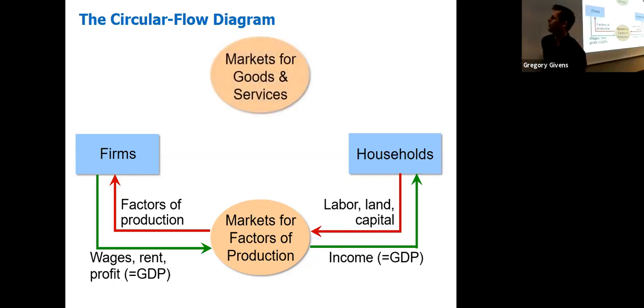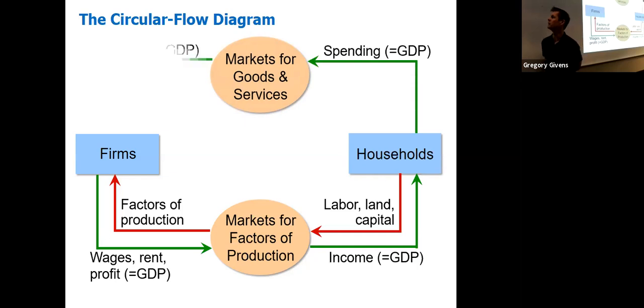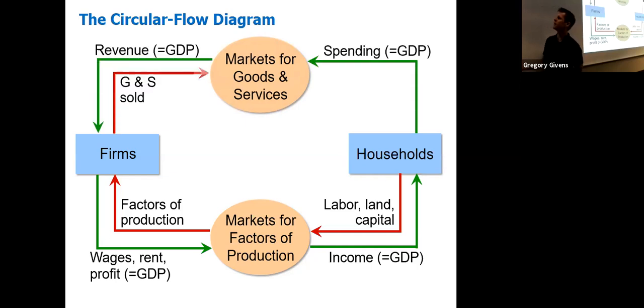How else do households and firms interact with one another? Well, through traditional markets that you guys are all familiar with, and that is the market for goods and services, right? Here, firms supply or sell goods and services to households, and households pay for those products with money, right? Spending, which becomes revenue for firms.